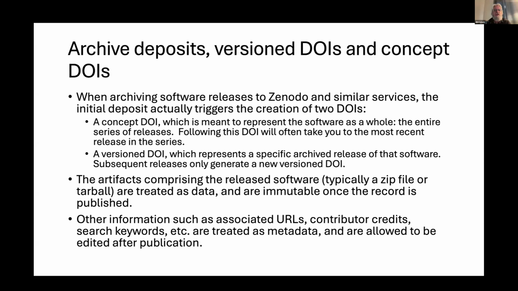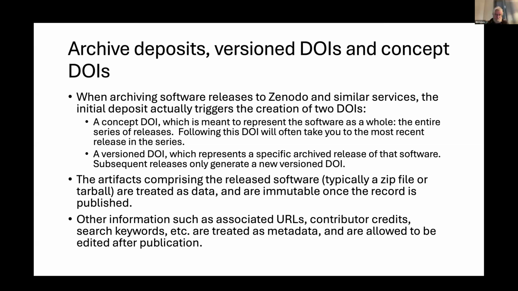Just a little bit of behind the scenes concepts. When you deposit a piece of software in Zenodo, the idea is that it's going to be a series of releases, not just a one-time archival. And so that actually triggers the creation of 2 DOIs on that initial release. One of them is going to be a concept DOI, and that's intended to refer to the software as a whole, the entire series of releases.